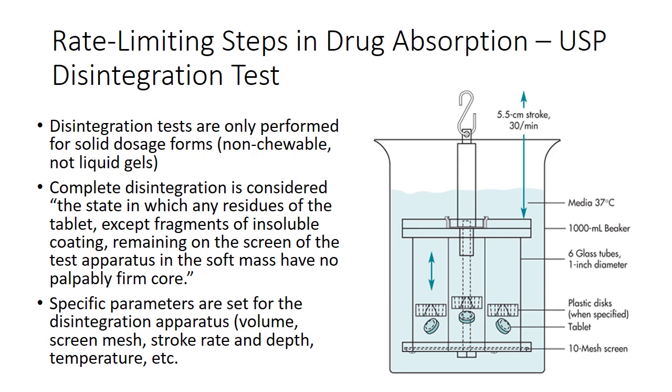And you don't have to memorize this statement here. Specific parameters are set for the disintegration apparatus. So when you report to the FDA, you have to specify the volume, the pore size or the mesh type for this kind of screen, the stroke rate and the depth, right? How fast and how deep is this going to be up and down, temperature, et cetera. All these things have to be standardized, usually body temperature, a specific size beaker, everything. You don't need to know all those details, but you should understand that disintegration is one of the rate limiting factors, and that it is tested and it has to be uniform from tablet to tablet or whatever form you're talking about. It's really typically tablets.